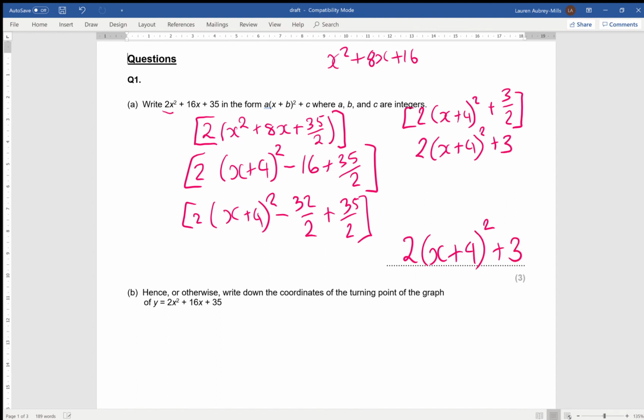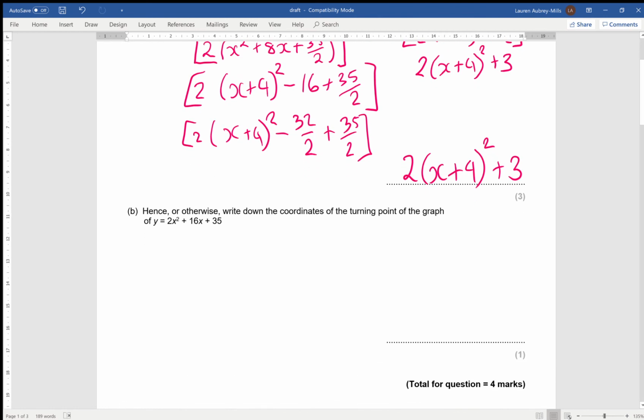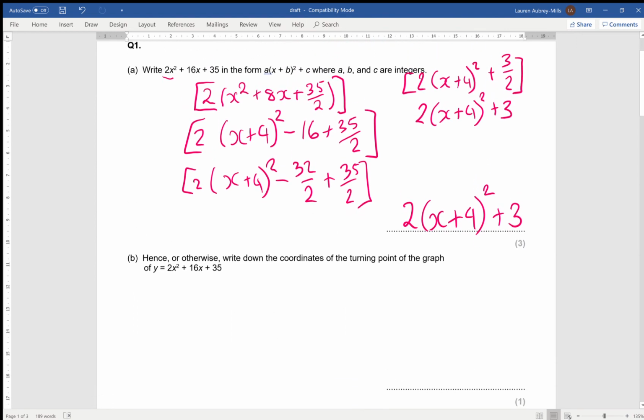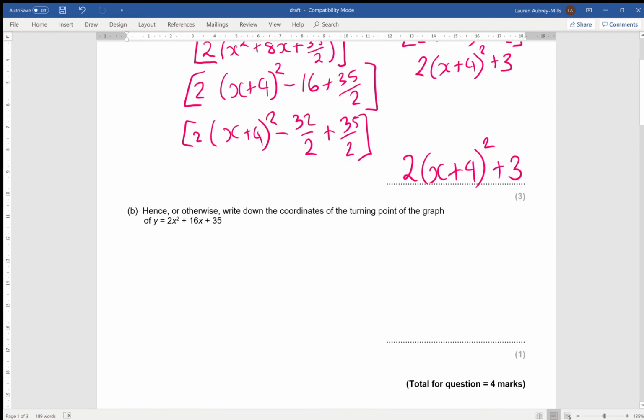Okay. Now, straight from that, there's the question just below. Hence or otherwise, write down the coordinates of the turning point of the graph. It just gives you the same equation. So if you look directly at this question here, the x coordinate you get from this part here, and the y coordinate you get from this part here.